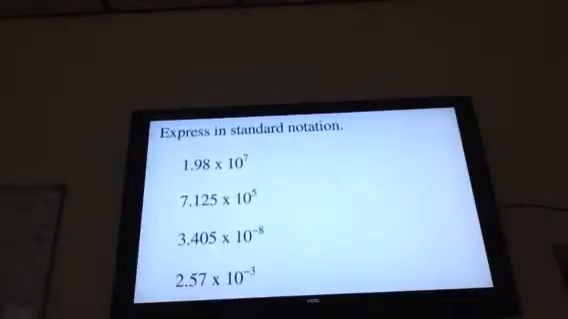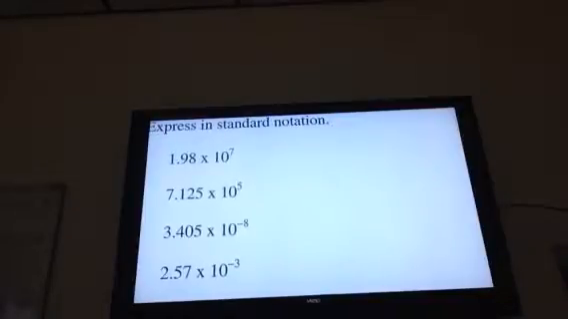When I am converting a scientific number to standard notation, all I'm doing is moving the decimal. When you multiply anything by 10, all it does is move decimals. So 1.98 times 10 to the 7th power means that I'm going to take my decimal and move it 7 places to the right, and make it bigger. 1, 2, 3, 4, 5, 6, 7.